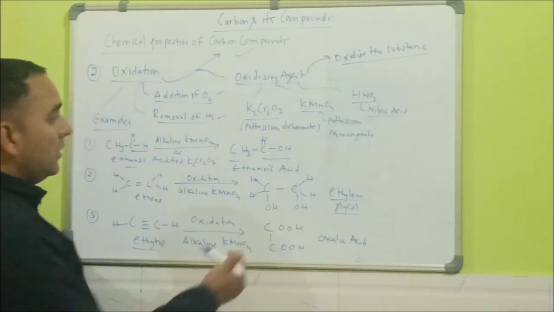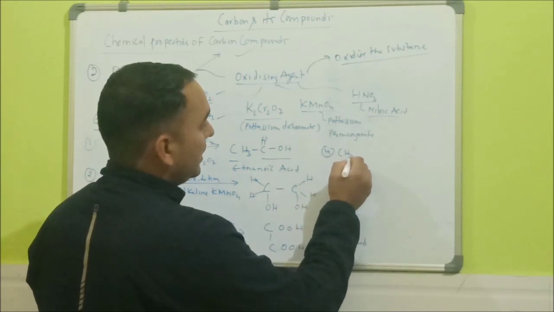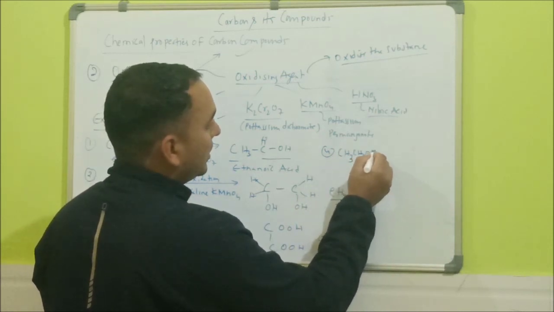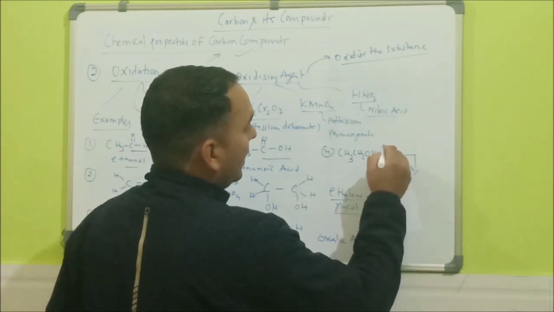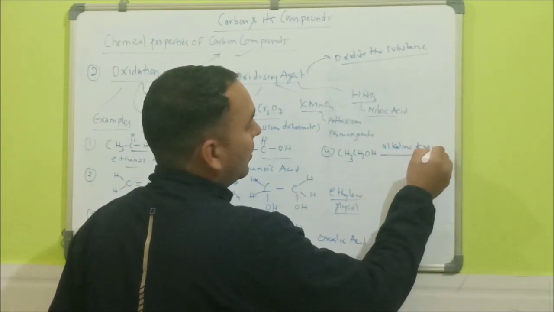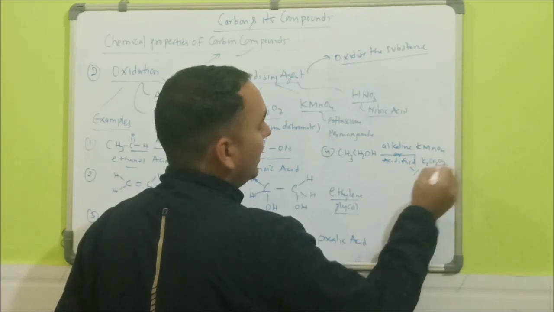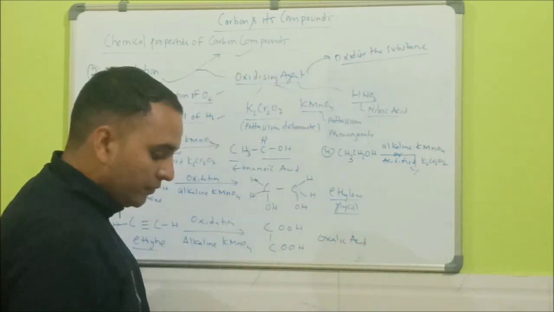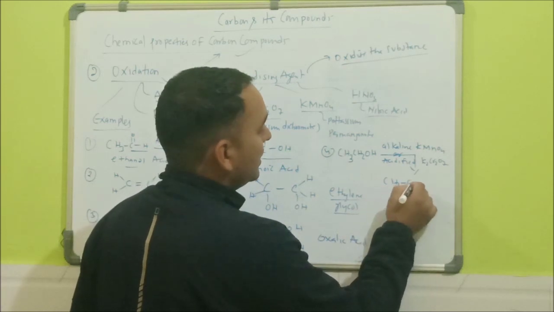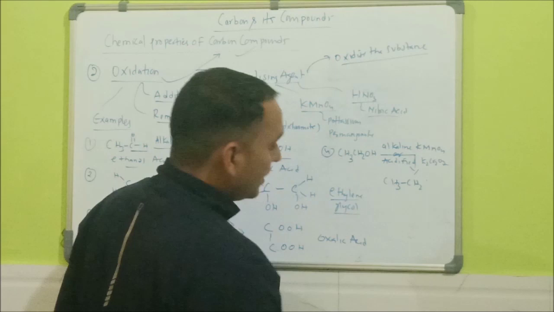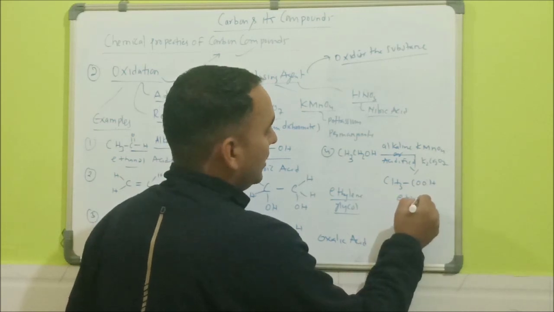We can have one more example. We have now ethanol, that is CH3CH2OH. Ethanol, when it is treated with an oxidizing agent, and here I can take alkaline KMnO4 or acidified K2Cr2O7, forms ethanoic acid. It will be CH3CH2OH going to CH3COOH, that is ethanoic acid.